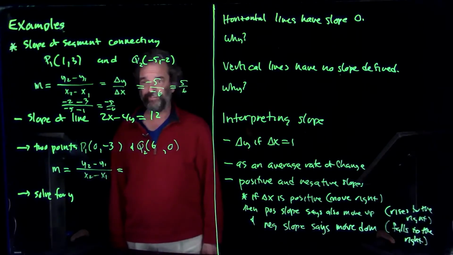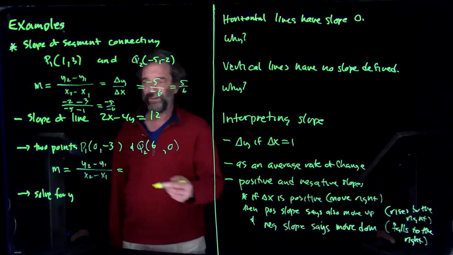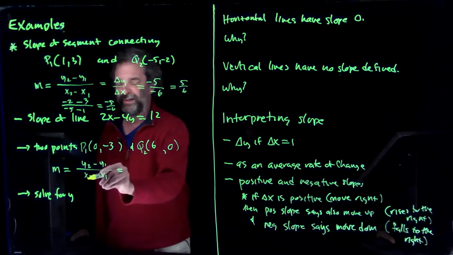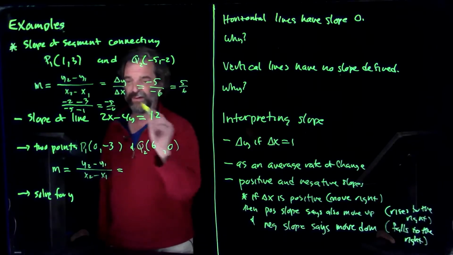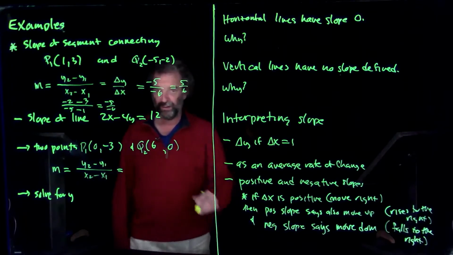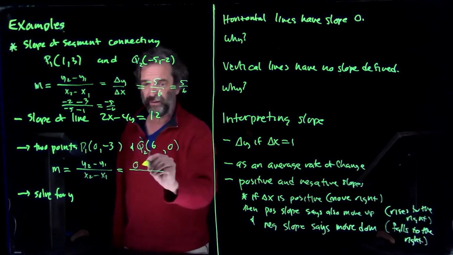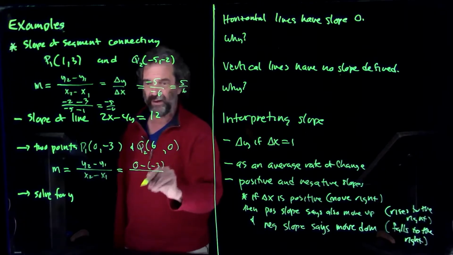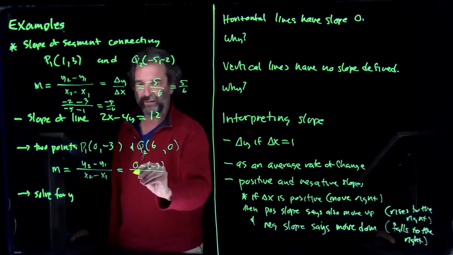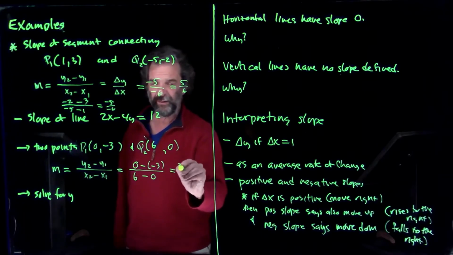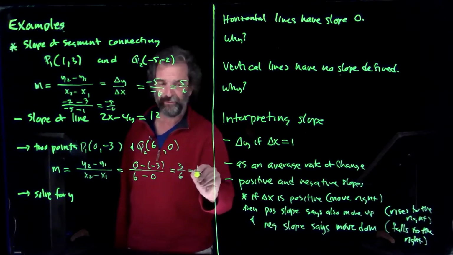But it is important that you have whatever coordinate minus whatever coordinate in the numerator, and the same order in the denominator. So if it's y2 minus y1, it has to be x2 minus x1. You can't just subtract any old way. y2 is 0, minus -3 there, and x2 is 6 minus 0. We get 3 over 6, which is 1/2.